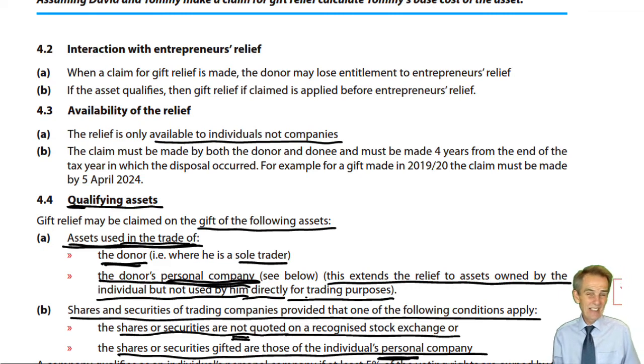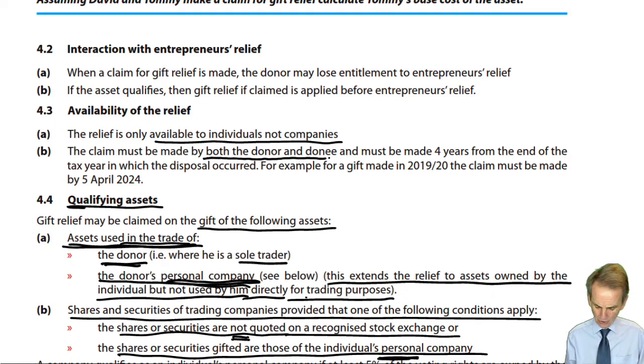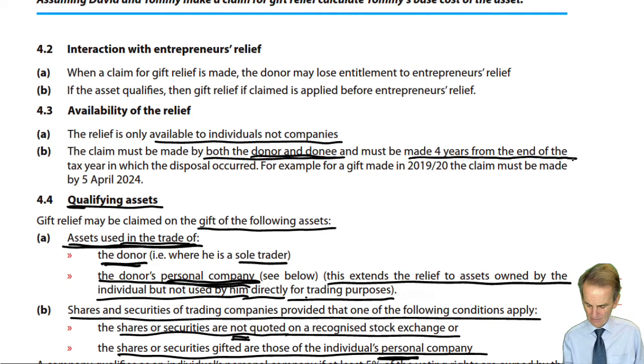Obviously, with reliefs, there's a time limit. You're not going to worry about learning that now, but maybe closer to the day. The claim must be made by both the donor and donee. So it is a joint claim to be made by donor and donee and must be made within 4 years from the end of the tax year in which the disposal occurred.